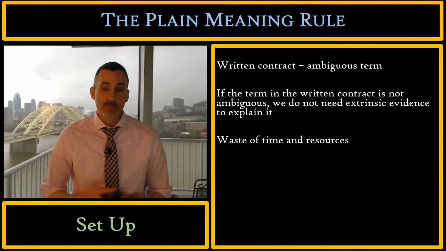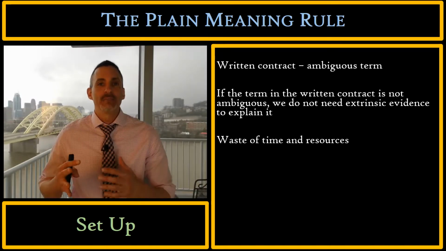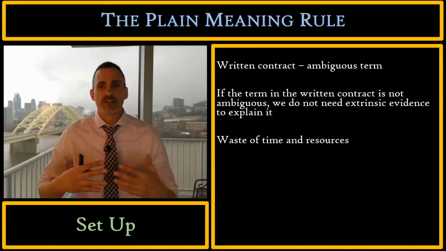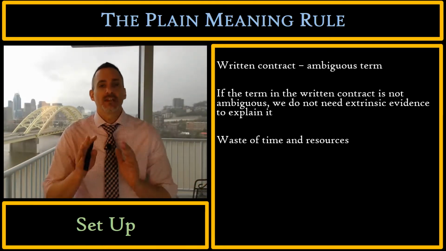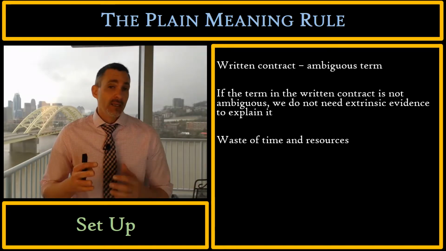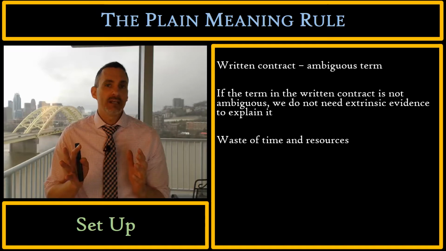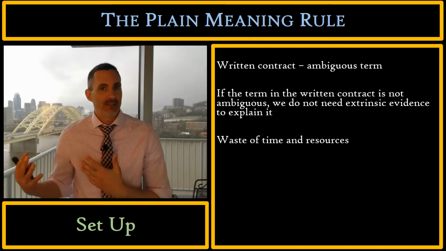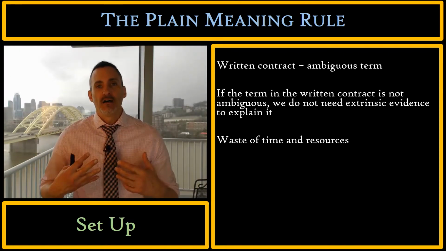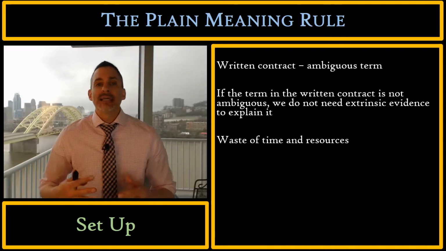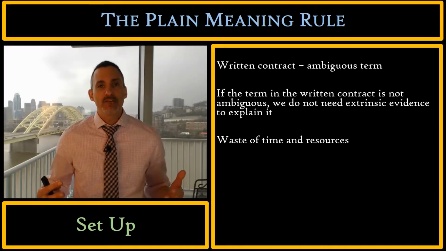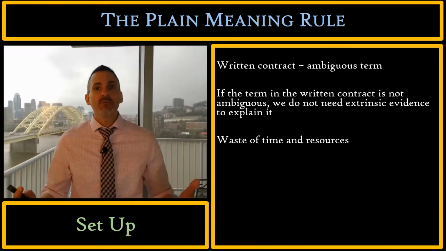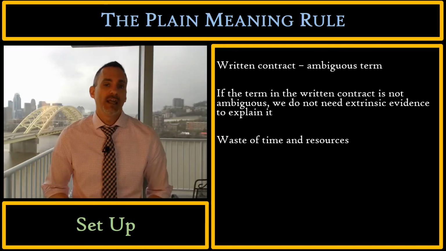Here's the setup. So we have a written contract with an ambiguous term, whatever that term is. It could be a word, it could be a sentence, it could be a whole clause, it could be a provision, it could be the whole contract is ambiguous. Let's just think of it as an ambiguous term. The whole idea of the plain meaning rule is to determine, as I said, whether the jury should see the extrinsic evidence that one party is wanting to submit to the jury. If the written contract is not ambiguous, then we don't need any extrinsic evidence to explain the written contract. And then we can avoid a trial. We don't need a jury.